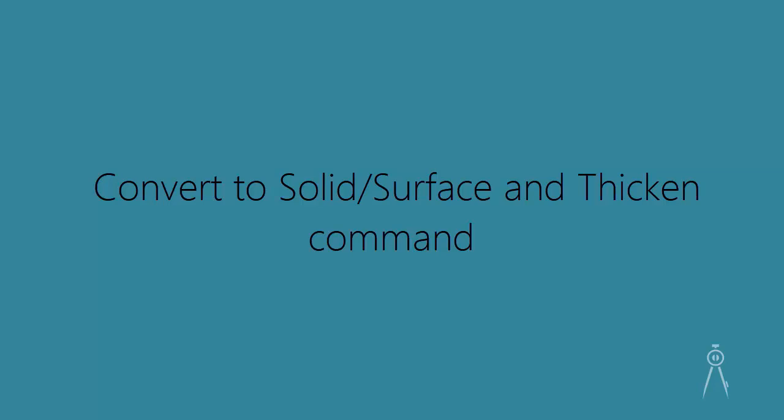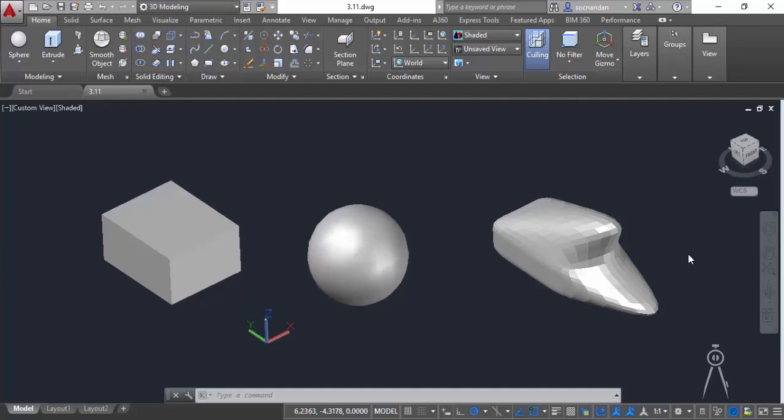In this lesson, I'll tell you about converting a 3D object to a surface and vice versa. I'll also tell you about converting a complex surface shape into solid by using the thicken command. So let's start with the solid geometry, and we'll convert these three solid geometries into surface.